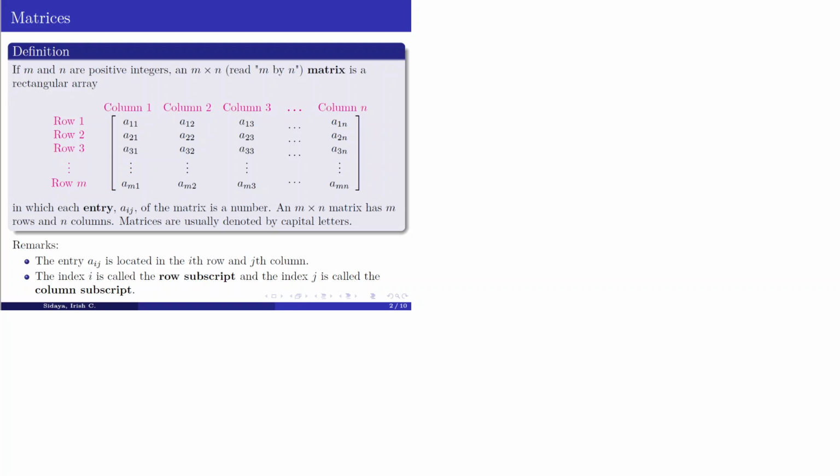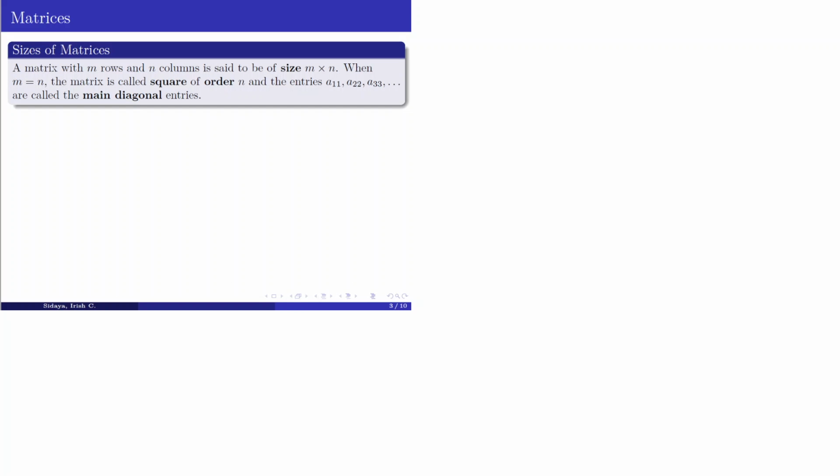Also, the index i is called the row subscript and the index j is called the column subscript. So again, these indices will tell you which row and column an entry belongs. Next, we have the size of a matrix. A matrix with m rows and n columns is said to be of size m by n.